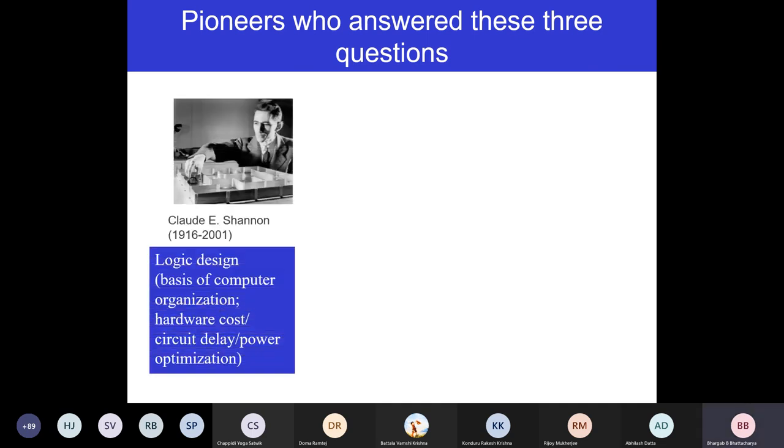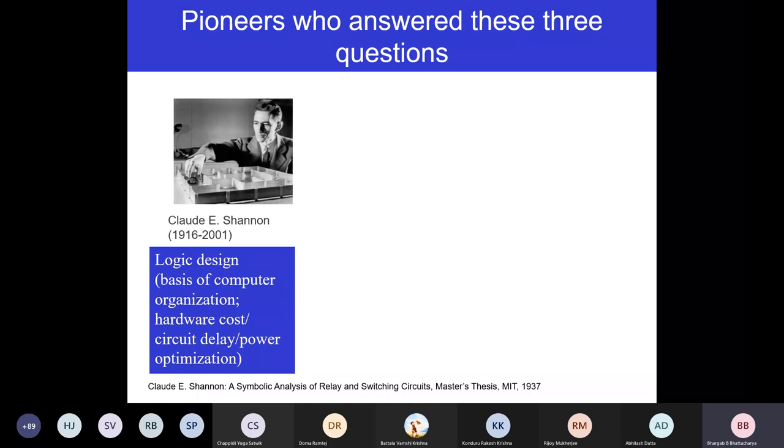The issue of the logic design or logic synthesis has been addressed by Claude Shannon, and you have already studied this in your switching theory and automata courses. In his master's thesis, a symbolic analysis of relay and switching circuits, he showed that Boolean algebra can be used for modeling the behavior of switching circuits, and the properties of Boolean algebra can be used to minimize or optimize the cost of the logic. In fact, modern logic synthesis, which allows you to design very large computers, is also based on Shannon's fundamental results.